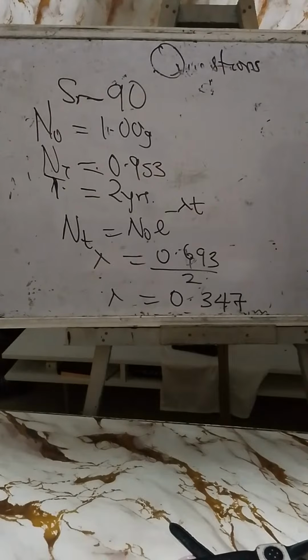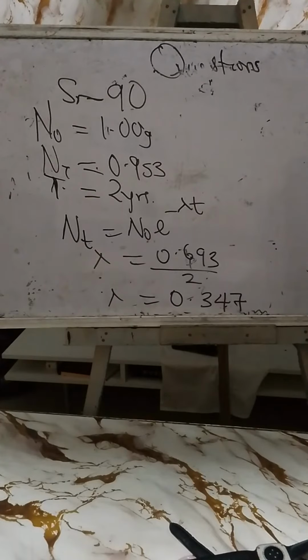0.347 t half equals to 0.953. So you will introduce logarithm, because when you are removing exponential, remember you will introduce what? Logarithm. So it will be minus 0.347 t half equals to log 0.953. So that is how you do it.